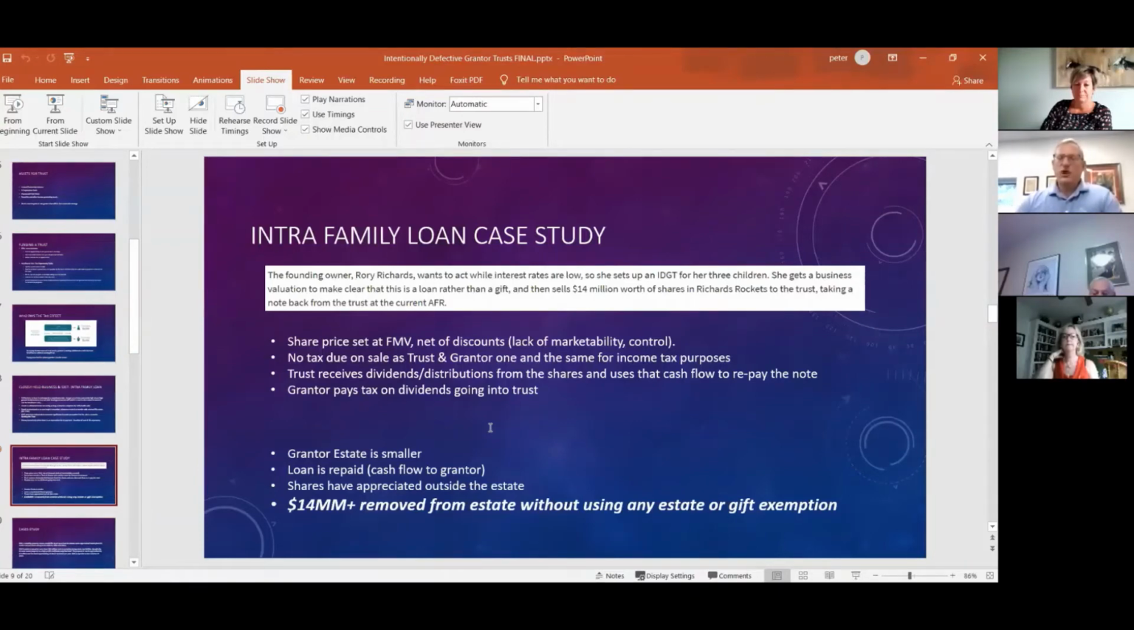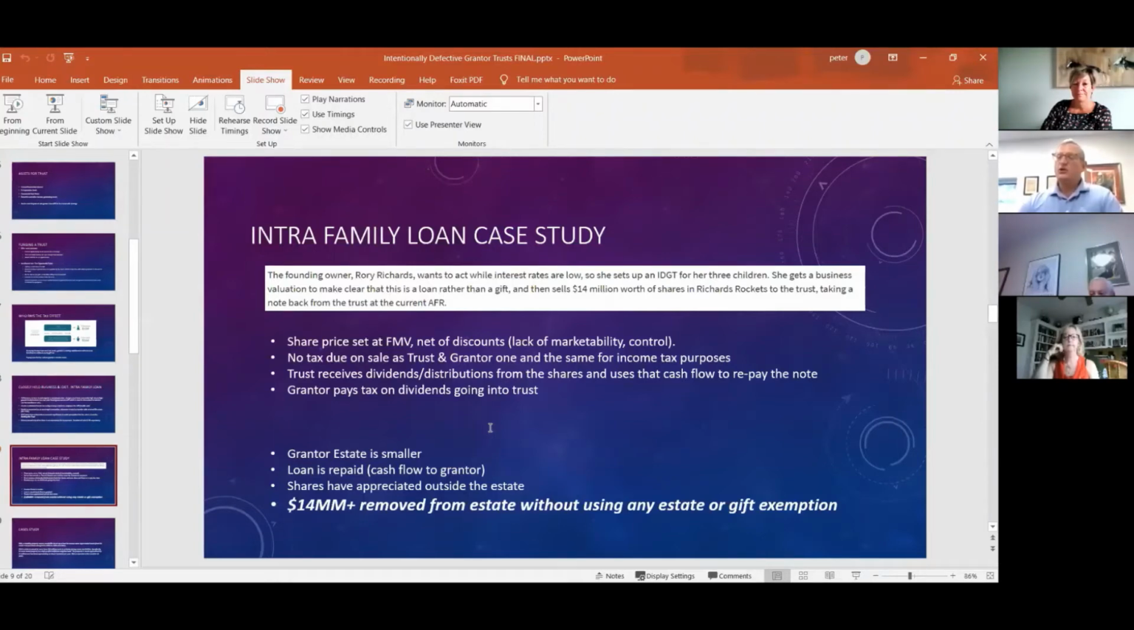So Rory sells the $14 million of stock to the trust. Off of that, she can still take discounts. We can take a discount for non-voting stock, lack of control. We can take a discount for lack of marketability. So perhaps we can reduce that fair market value by 20 or 30%. We really don't care what Rory's cost basis was in that business, because on the sale, we don't need to recognize any gain because trust and grantor are one and the same.